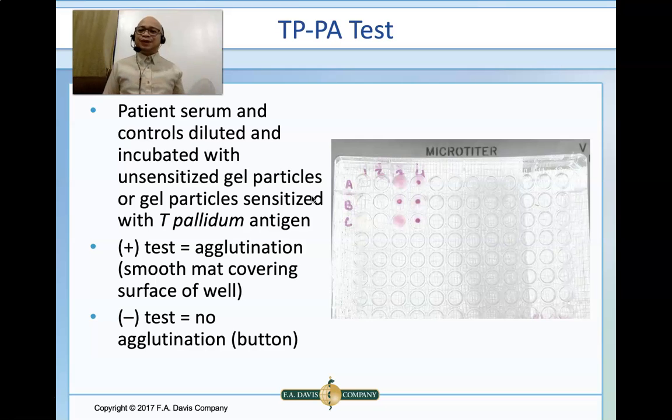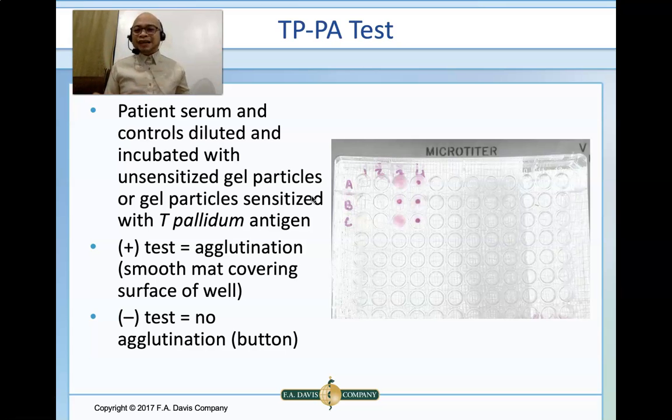This one is the Treponema pallidum particle agglutination. This wouldn't require you to have a fluorescent microscope, so it is actually much cheaper, I guess, as compared to the FTA-ABS. Patient serum and controls are diluted and incubated with unsensitized gel particles or gel particles that have been sensitized with Treponema pallidum.